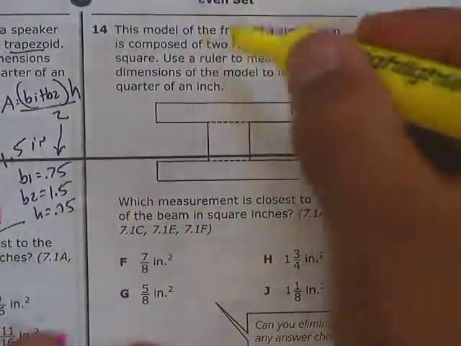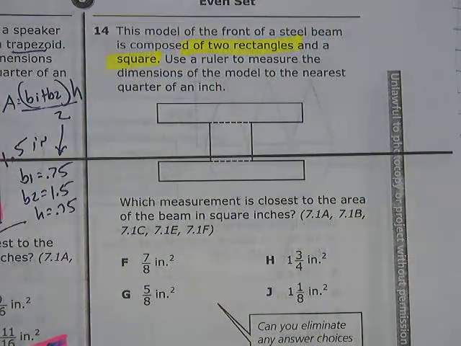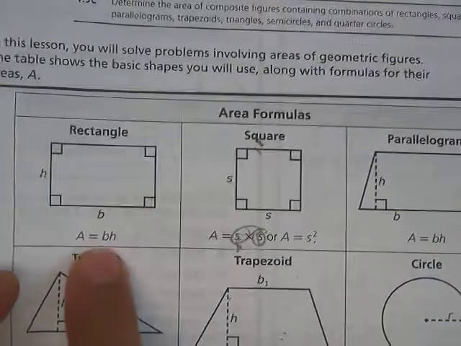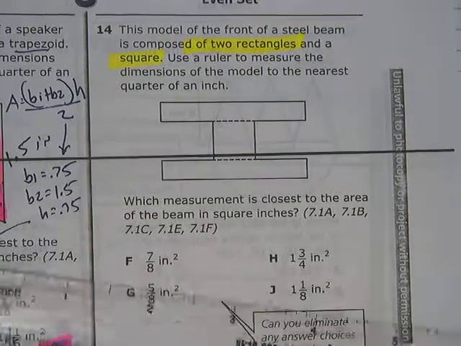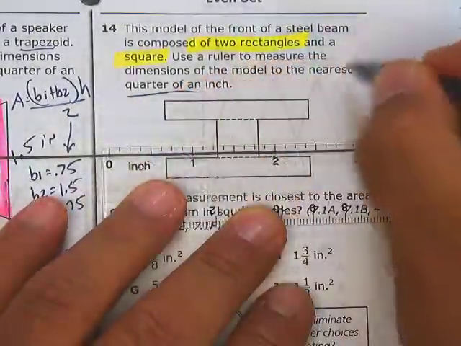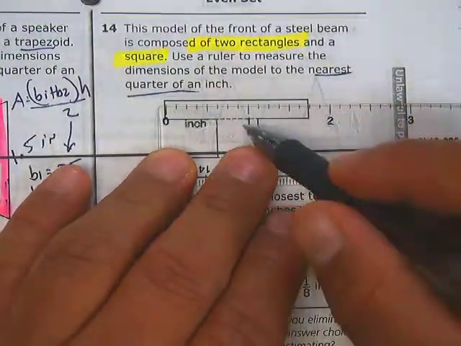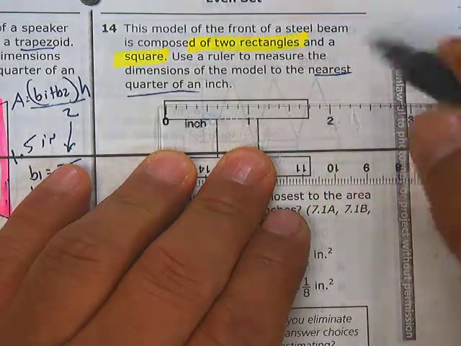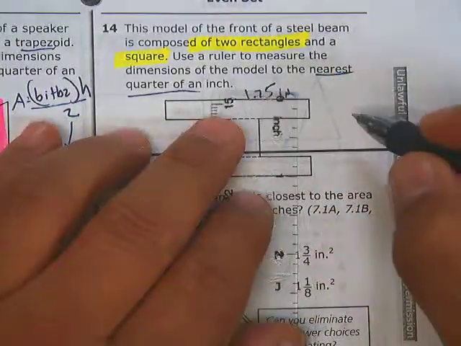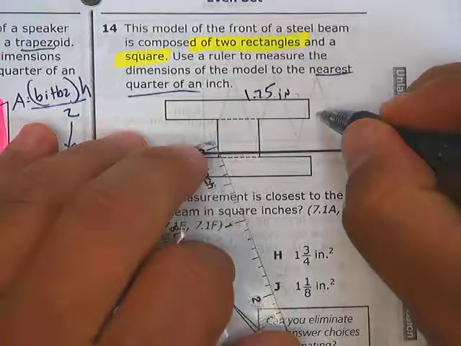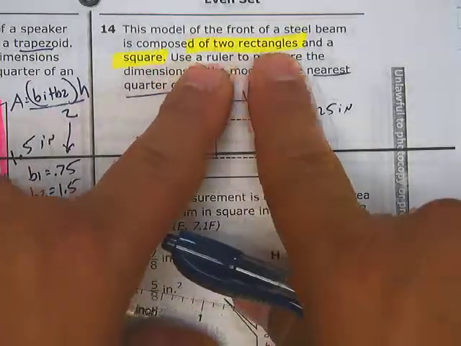Okay, this one here, the model of the front of a steel beam is composed of two rectangles and a square, so that's key. Obviously, for rectangles and squares, we use base times height. Square is the same as base times height. So then we go here and we're going to measure. It says use a ruler to the nearest quarter of an inch. So I measure, and that's 1, 1.25, 1.5, 1.75 inches. And then this one measures about 0.25 inches.